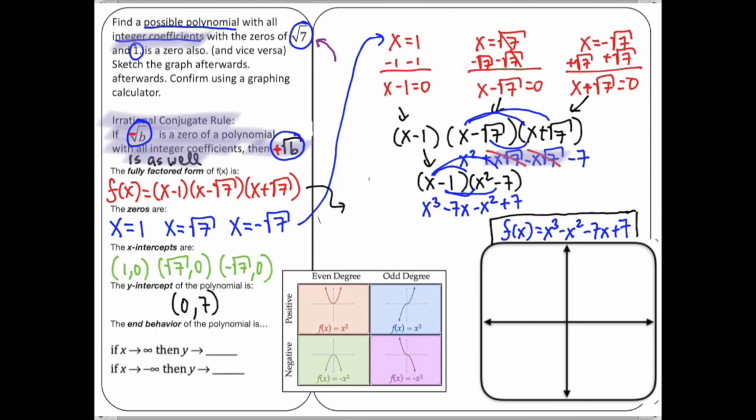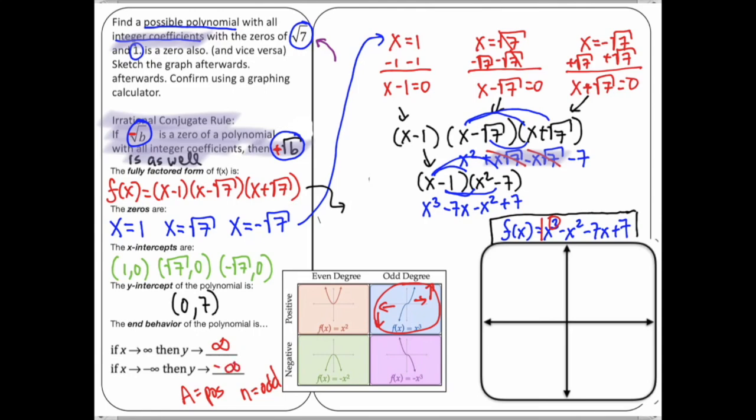And let's get the end behavior nailed down. I have A is positive, N is odd. So positive and odd, we're going to have something that looks like this. Okay. So again, as x gets really positively big, y gets positively big. When x gets really negative, y gets really negative.